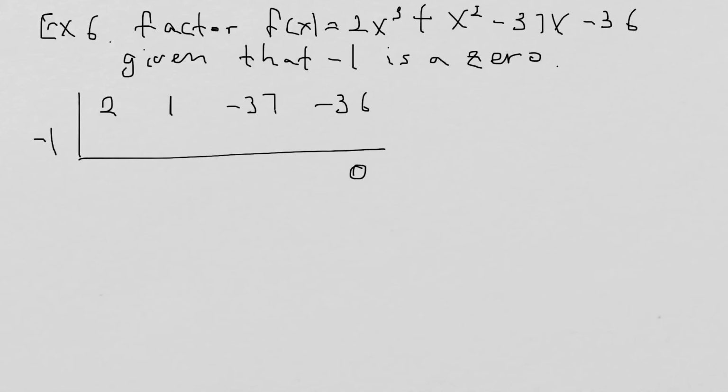And we know this is going to give you another 0 because that's what it says. Negative 1 is a 0, right? It means x plus 1 will be one of your factors, right? Let's make sure it does. So then you get 2, bring down. Negative 1 times 2 is negative 2.